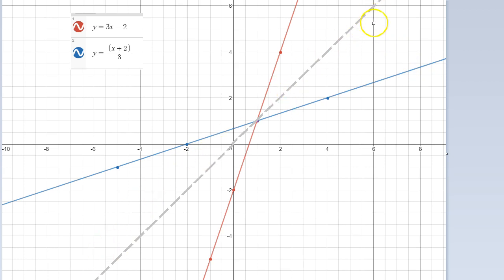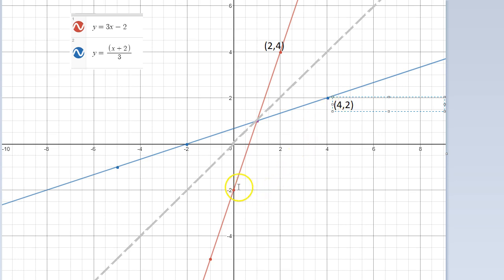And notice that the red and blue lines appear to be reflections in the line y equals x. Let's take a look at some points that are on these lines. First of all, looking at the red line, this point right here that I've indicated has coordinates (2, 4). And on its inverse function, y equals (x plus 2) divided by 3, there's a point on this line that has coordinates (4, 2).